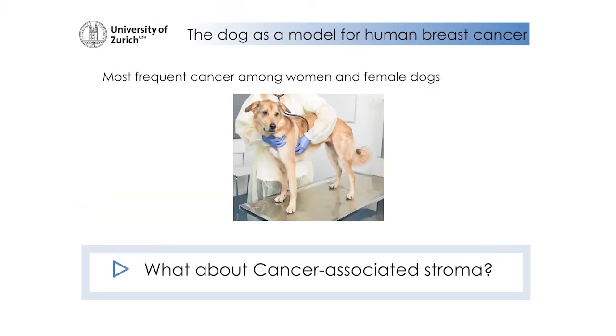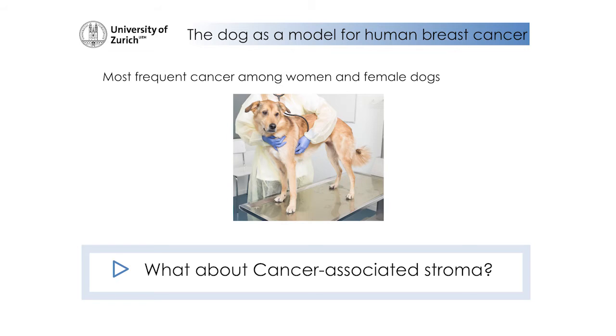When we started to consider using the dog as a model for our studies, we then wondered, well, what about the cancer-associated stroma? We went into literature but could find virtually nothing on the subject. We then asked, how can you possibly claim that the dog is a good model for human breast cancer if you don't even know what half of the picture looks like? And that's exactly the question we've been analyzing over the last few years.